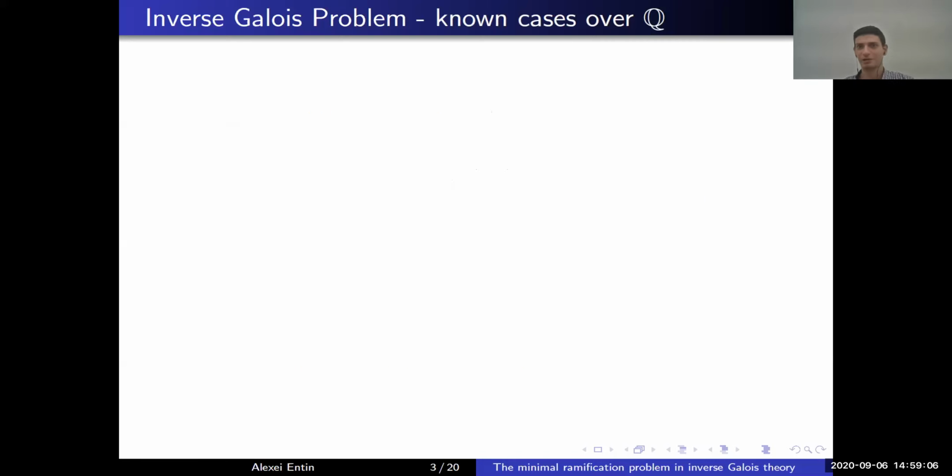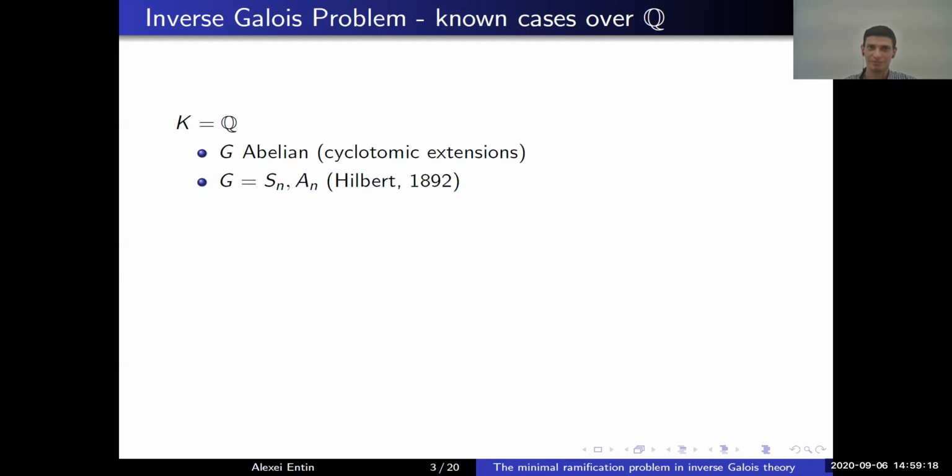And let's quickly recall what is known over Q. So K will be Q here. The abelian case is basically cyclotomic extensions, very simple. The case of the symmetric and alternating groups, which I denote by Sn and An, was worked out by Hilbert in 1892. The solvable case was finally solved by Shafarevich in 1989, after a couple of incomplete attempts.